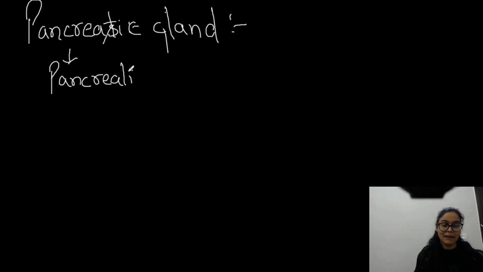Next is the pancreas, which is the next structure that secretes enzymes. The pancreas has an endocrine part as well as an exocrine part. The pancreatic gland is what we are going to discuss, and the pancreatic gland secretes pancreatic juice, which we will see.